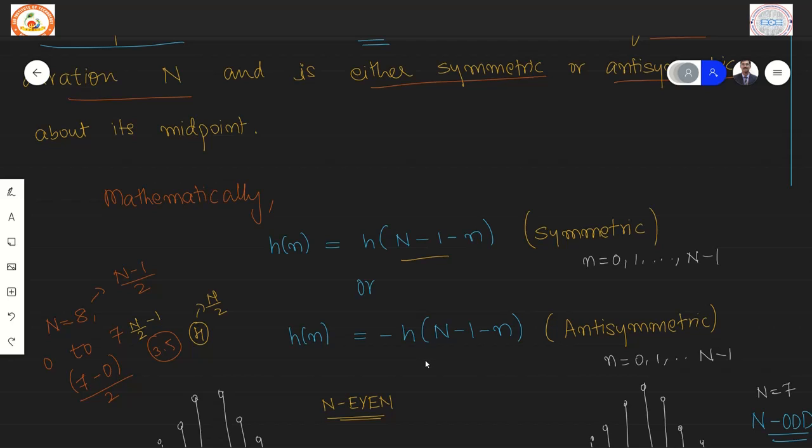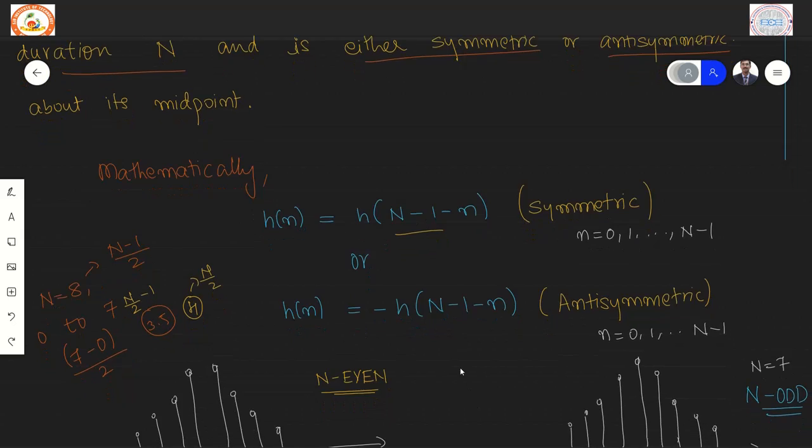The condition called antisymmetry is when h of n is equal to negative of h of N minus 1 minus n, for the same values of n between 0 and N minus 1. Let us talk about the condition called symmetry first.